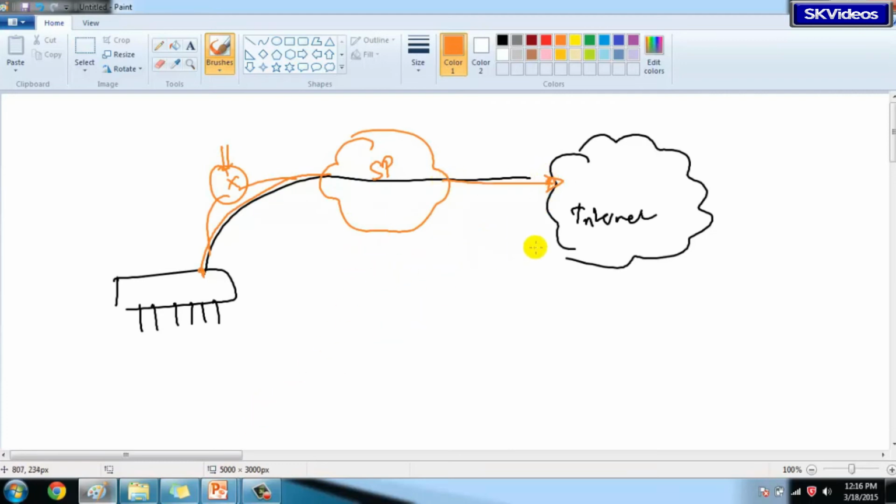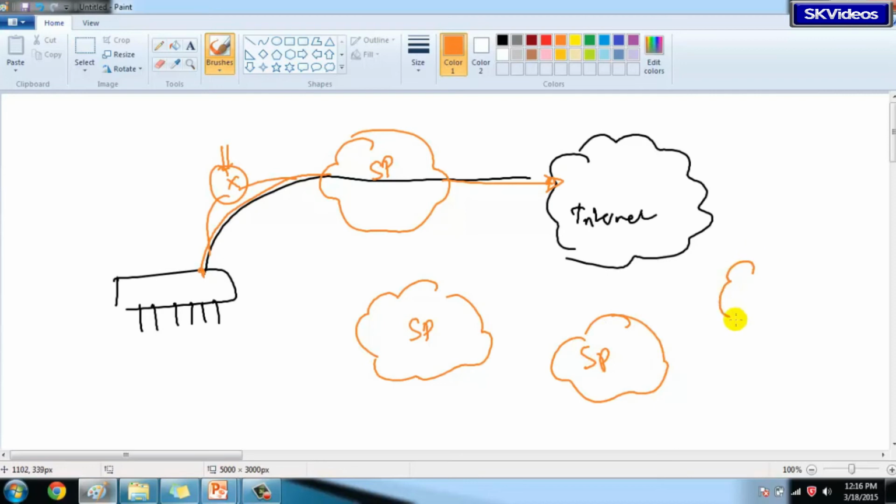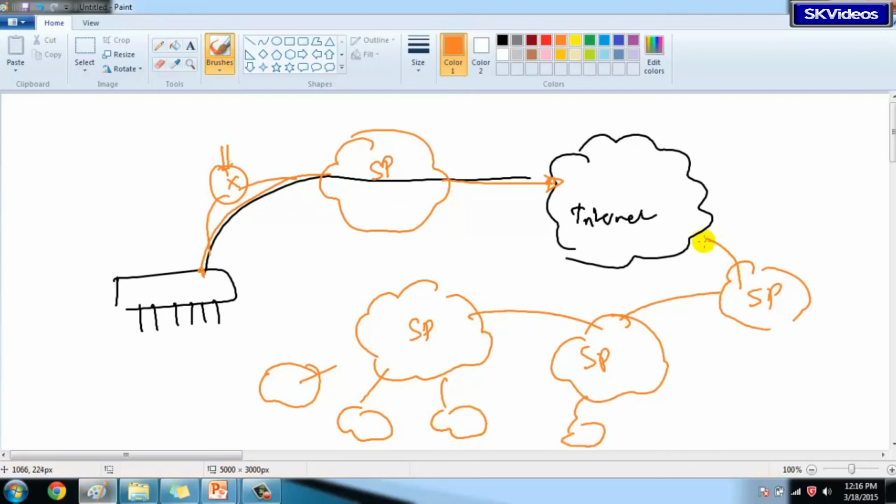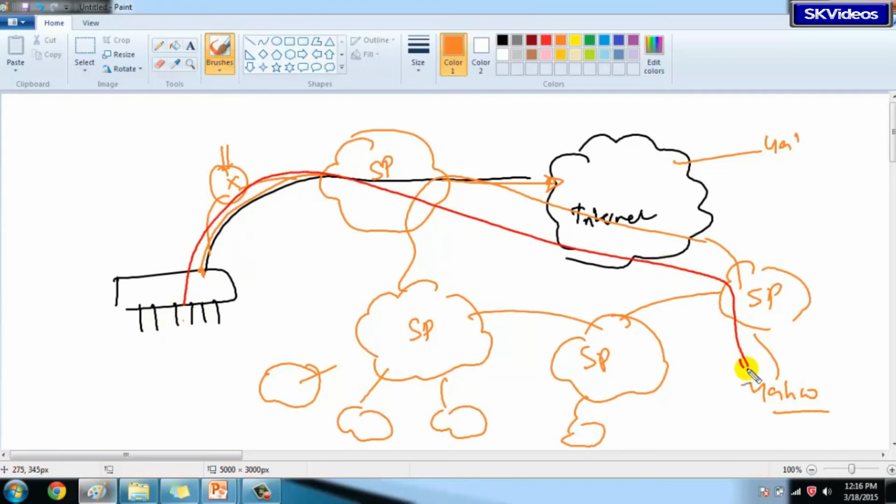But now the question is, internet is a network where everyone is connected. We have different service providers in different locations, and every service provider has their own customers. They all connect to the service provider, and these service providers will connect to each other. There is a Yahoo server somewhere on a different service provider or in a different country, and by sitting in my office I can access that Yahoo server. So that's how we access internet.